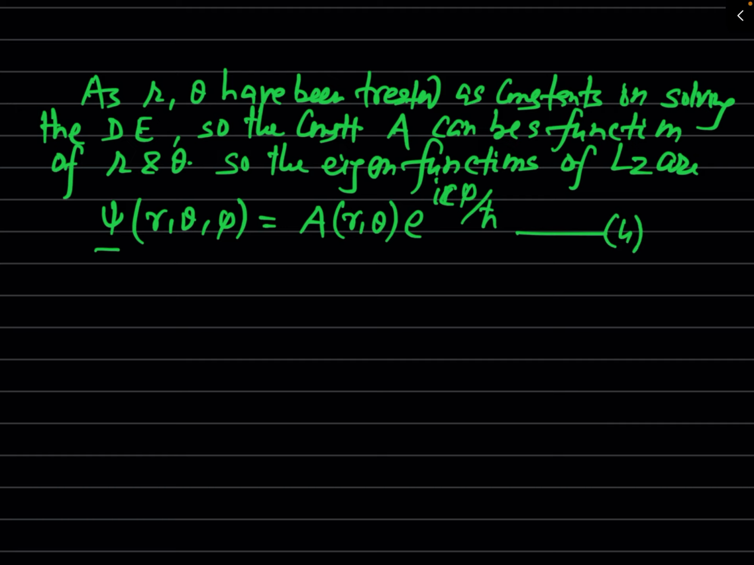So since at a given point the value of psi must be unique, in this condition you can say that psi of r theta phi and psi of r theta phi plus 2 pi must be equal, must be the same. So the values of C are restricted.